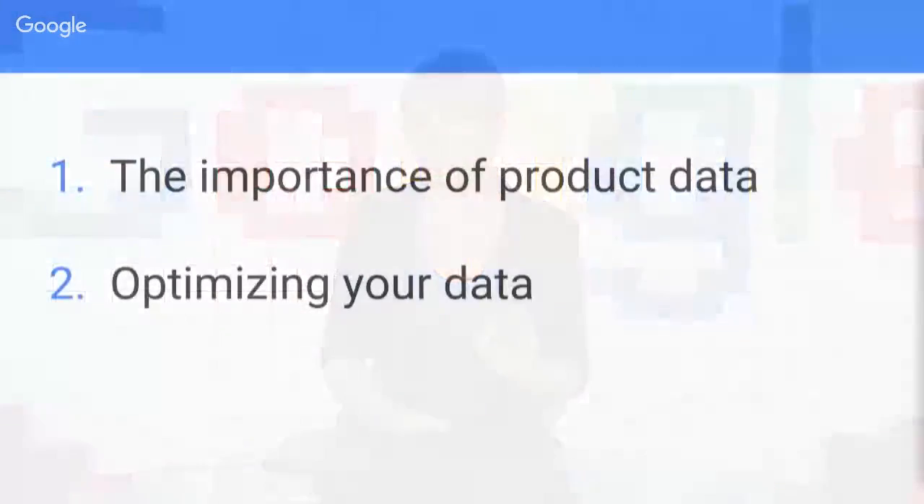We're really going to be talking about two things in this live stream. One is the importance of product data. I know you understand why data is so incredibly critical, but we're going to talk about why product data that feeds into your shopping ads is so important, and why the hygiene of it matters so much. Now, we're going to talk about optimizing your data after that.